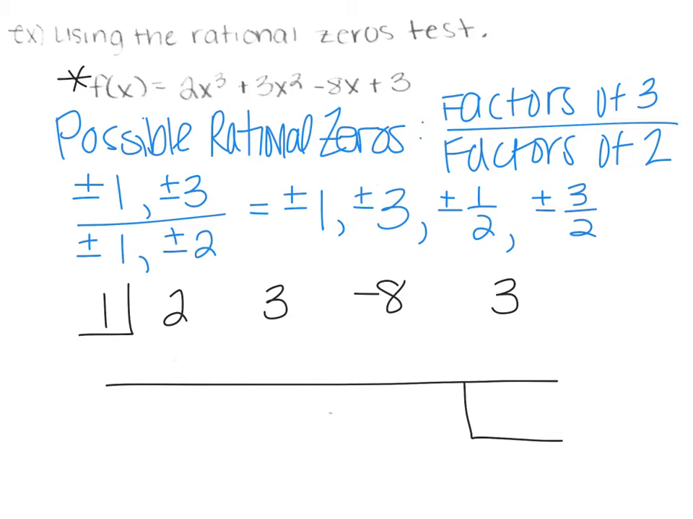So we'll bring down the 2, and then 1 times 2 is 2. We add 3 plus 2, that's 5. 1 times 5 is 5. Negative 8 plus 5 is negative 3. Times 1 is negative 3. And that does give us 0 here. So this is indeed a factor.